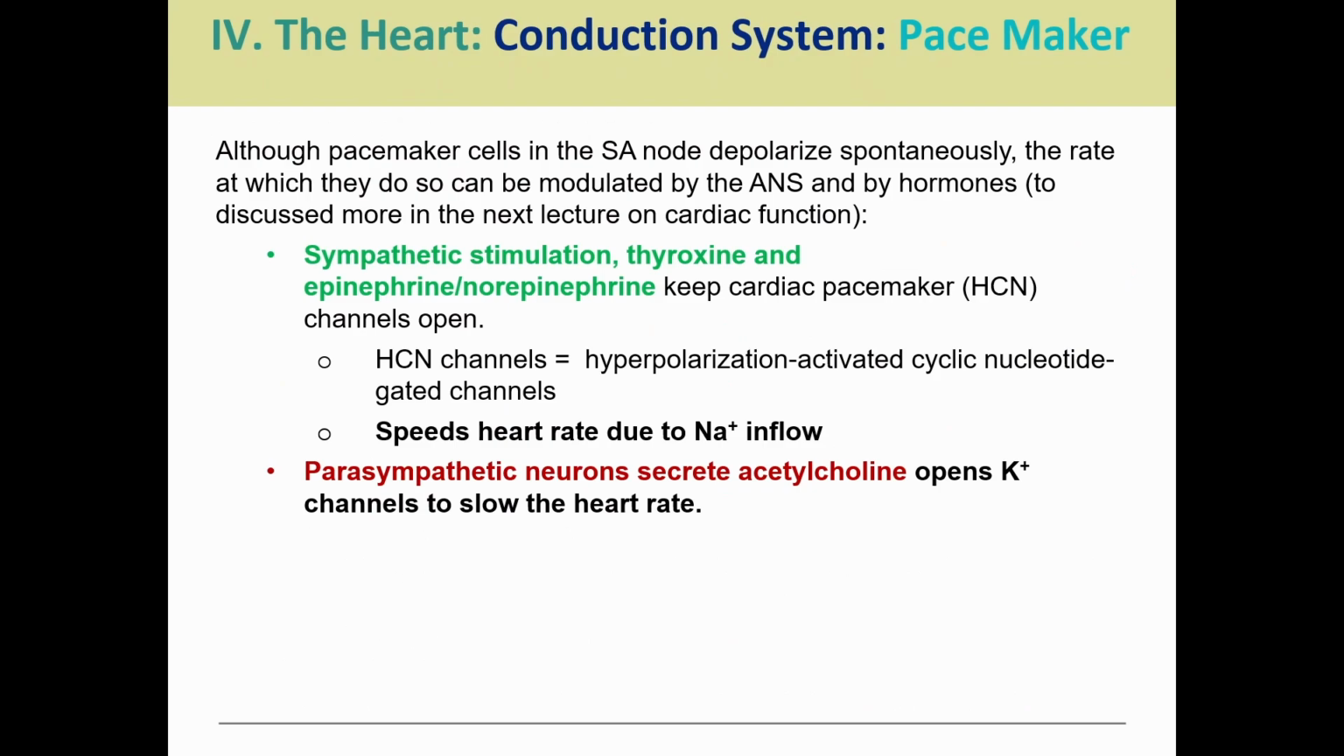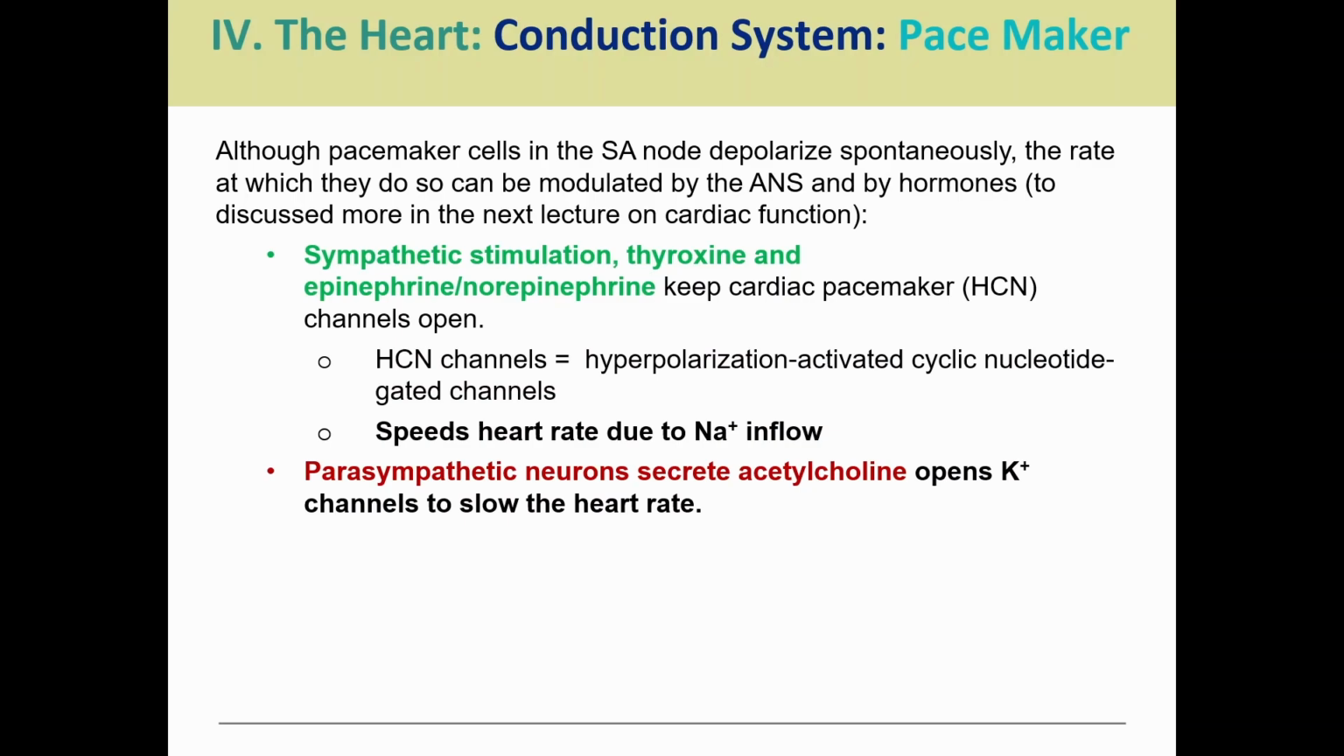So again, the pacemaker cells in the SA node are the ones that, in terms of the heart, are controlling the pace. However, they are not doing it all by themselves. They do have sympathetic innervation and parasympathetic innervation so that we can increase or decrease heart rate respectively. Things like thyroxine and epinephrine or norepinephrine can also increase this as well.